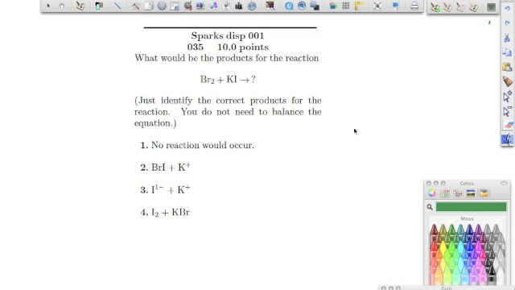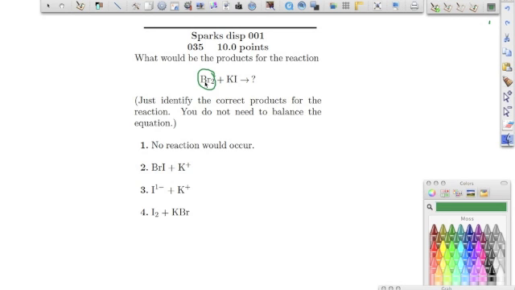Okay, moving on to number 35, it says what would be the products for the reaction? We have bromine and potassium iodide. It just wants us to write the products of the reaction. Now the first thing we have to figure out is if the reaction is actually going to happen, and that's determined by the activity series. In the activity series, what is by itself has to be above what it's trying to replace. So if what's by itself is on top, it will replace the like element in the compound.